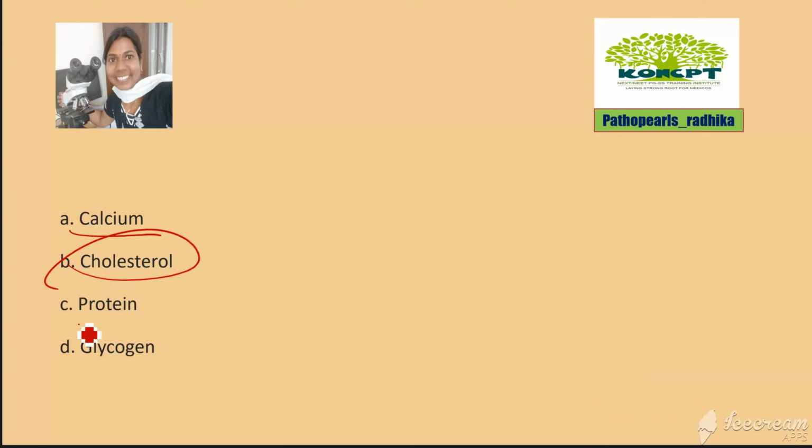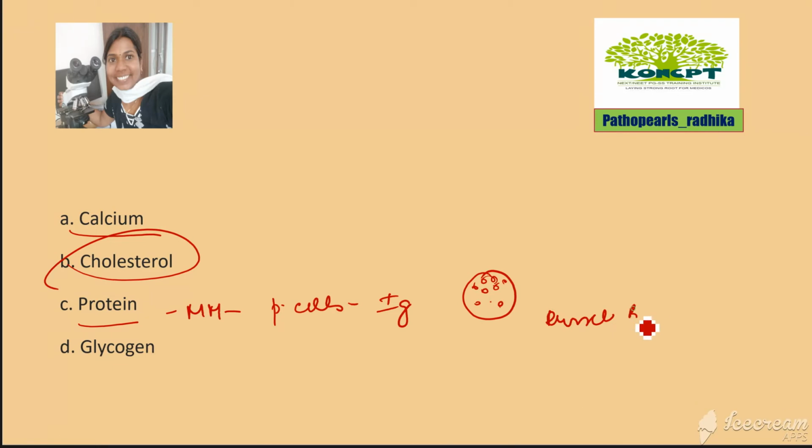Okay, so where do you get protein accumulation? Any example for protein accumulation in any part of your body? In multiple myeloma, it's a proliferation of plasma cells. Your plasma cells will produce immunoglobulin, and there will be a lot of immunoglobulin accumulated inside the cell. You have something called Russell bodies. So Russell body is an example for protein accumulation. Okay, so where do you get accumulation of glycogen? Glycogen accumulation can occur in glycogen storage disorders. So I hope it is clear.